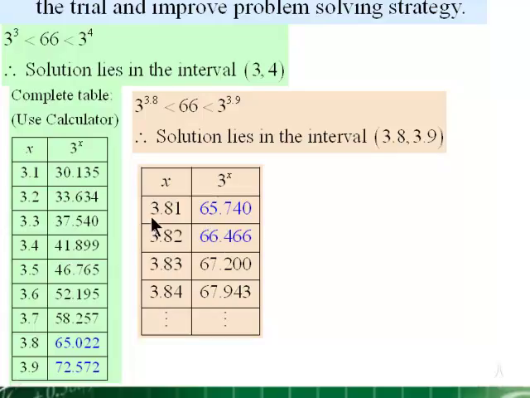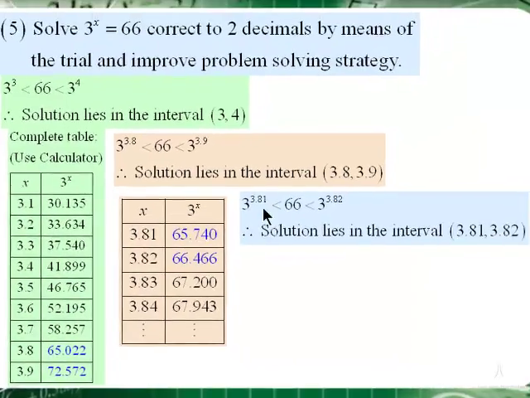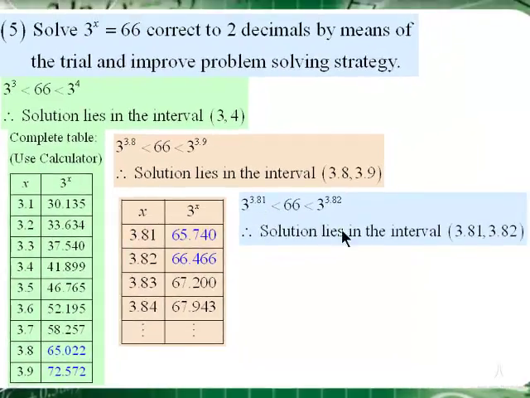it is pretty clear that 3 to the power 3.81 is still less than 66, but 3.82 is greater. So I can refine it a little bit more. I can therefore say that the solution must lie in the open interval stretching from 3.81 to 3.82. So further refinement is therefore required.